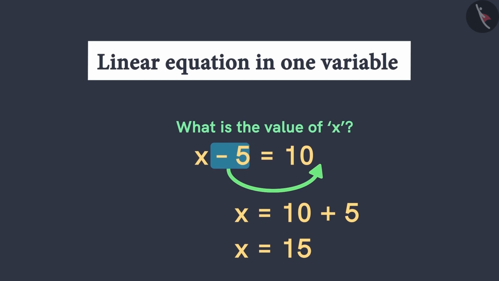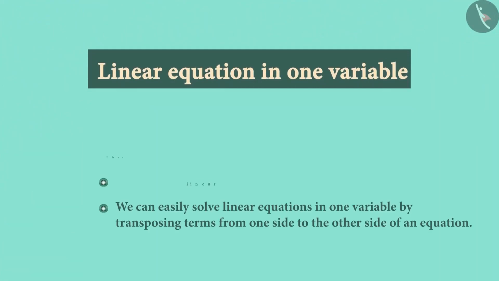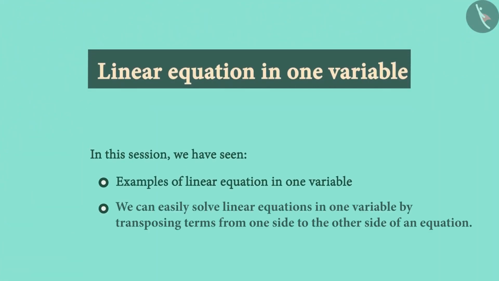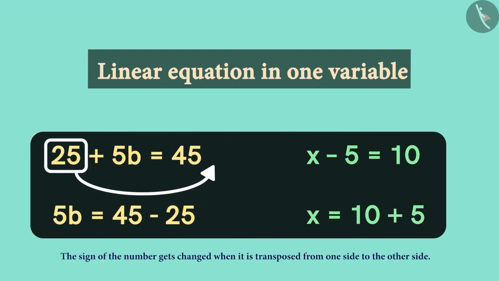So this efficient way will help us in further sessions to solve equations swiftly. To conclude, in this session, we saw that we can solve linear equations in one variable very easily and efficiently by transposing numbers to the other side. But always remember that while we transfer a number, we change its sign.